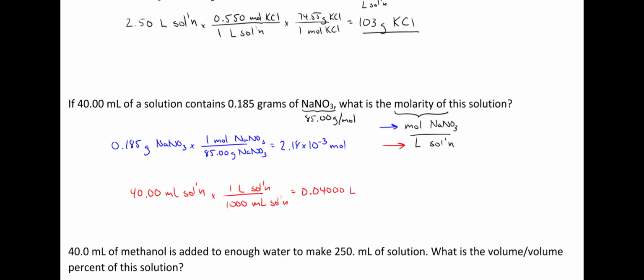And now to find the molarity, we simply take the moles, which I've written here in blue, and divide it by the volume, which I've written in red. So 2.18 times 10 to the minus 3 moles of sodium nitrate divided by the volume of 0.04000 liters. And this gives me a molarity of 0.0544 moles per liter, and I can abbreviate moles per liter with capital M.